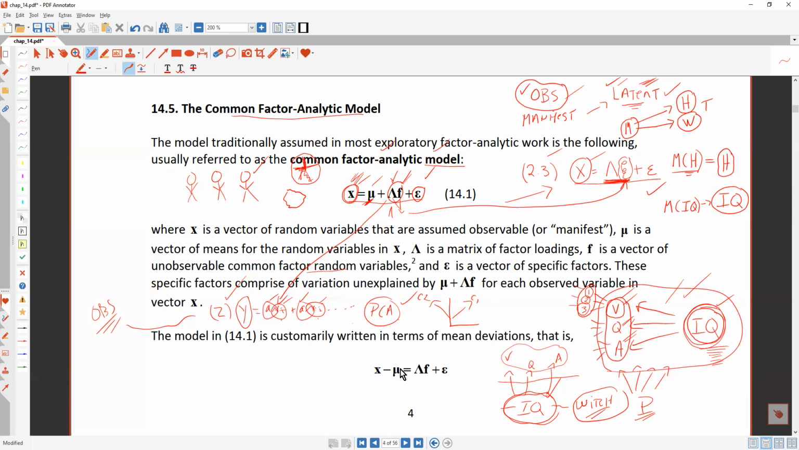start thinking that this actually looks a little bit like a regression. You start thinking this looks a little bit like regression. Forget about PCA. Doesn't really look like PCA at all. It starts to look like regression.